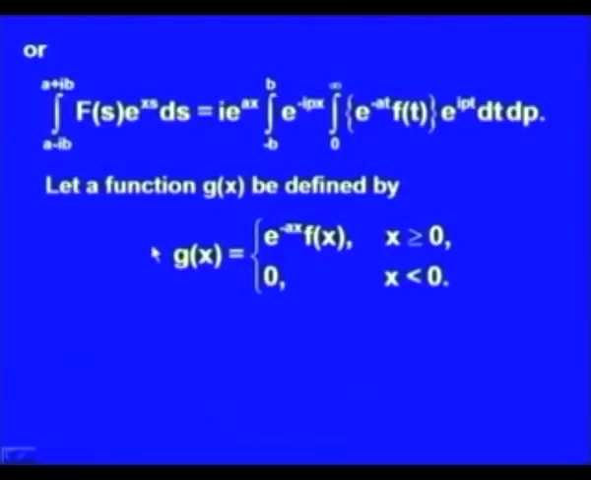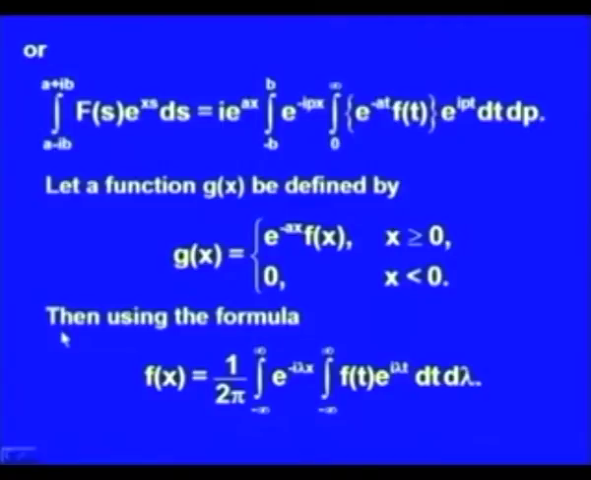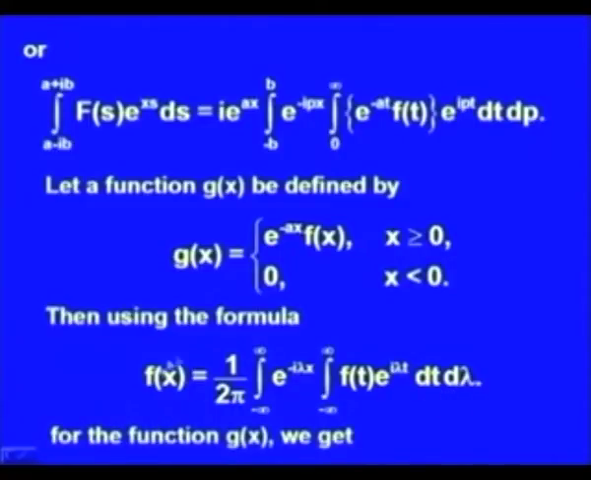Now, let us define a function g(x) as e to the power minus a x into f(x), where x is greater than or equal to 0, and 0 when x is less than 0. Then let us use the formula for the Fourier integral of f. Let us recall that the formula for the Fourier integral of f at each point of continuity is f(x) equal to 1 over 2 pi integral over minus infinity to infinity e to the power minus i lambda x integral over minus infinity to infinity f(t) e to the power i lambda t dt d lambda. So, let us apply this formula for the function g(x).